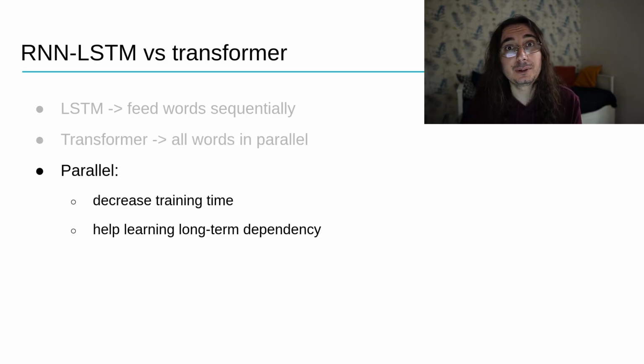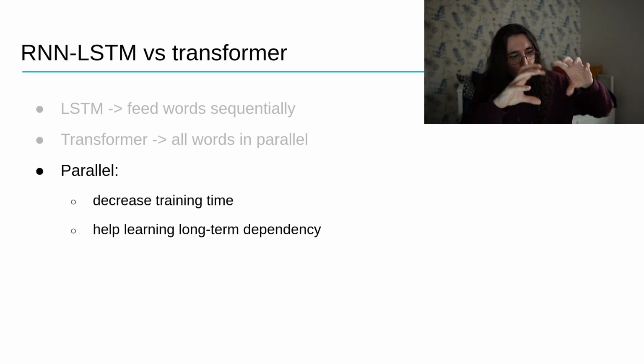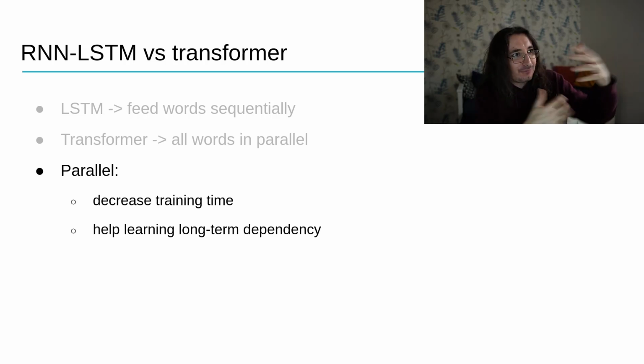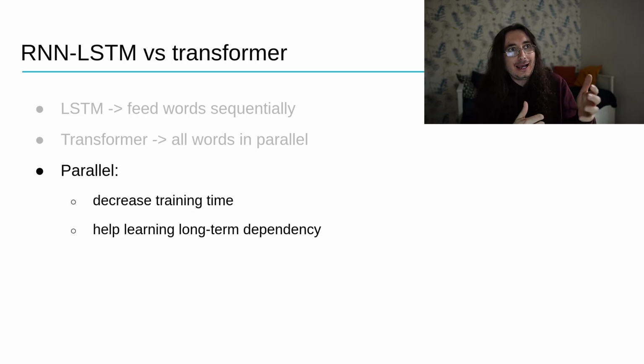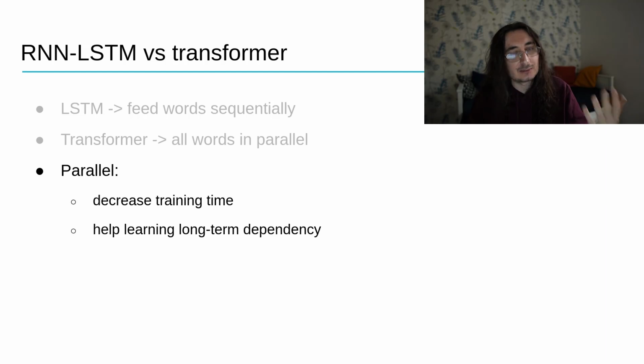And this is a great thing because everything works in parallel, and what this means is that we decrease the training time, learning is going to be way more efficient, and at the same time parallel processing is going to help learning long-term dependencies. And the reason is because you have the entire input basically in one batch, and so you have all the different words, and your attention matrix is going to be able to capture all the relationships between each word and all the other words. And so it's fantastic. You can capture the long-term dependency there quite easily.